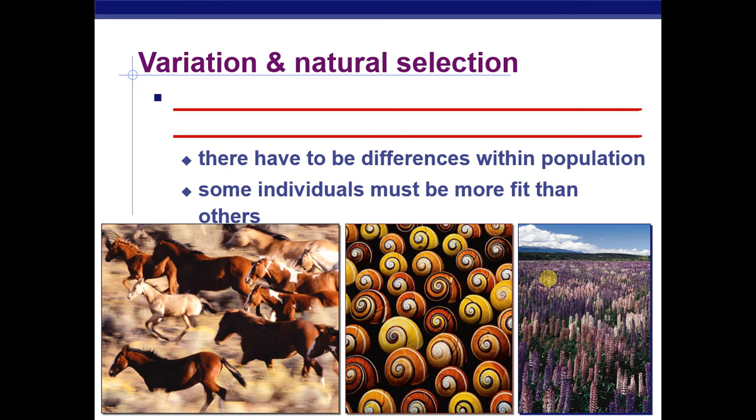So, variation and natural selection. There have to be differences within a population, right? If the whole population was completely the same, there wouldn't be anything for natural selection to act on. So some individuals must be more fit than others just based on random variation within the gene pool. You can see pictorial representations of natural variation within a gene pool in these three pictures.